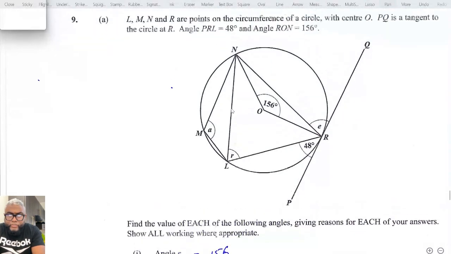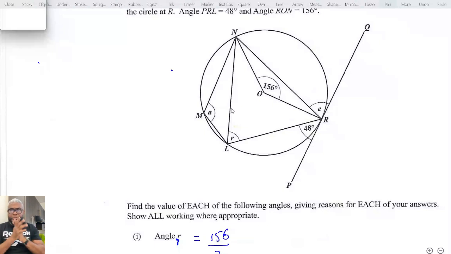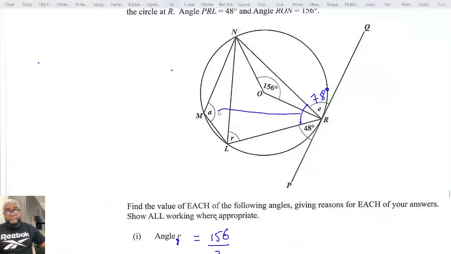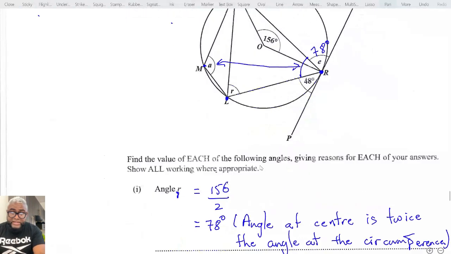Scrolling up. Let me highlight this angle E. I found E: E is 78. And I can find this whole angle here. Then the opposite angles in a cyclic quadrilateral: all four points are on the circumference, right? Once I find this angle here, these two angles will add up to 180 degrees. That was excellent, right? So there we go.